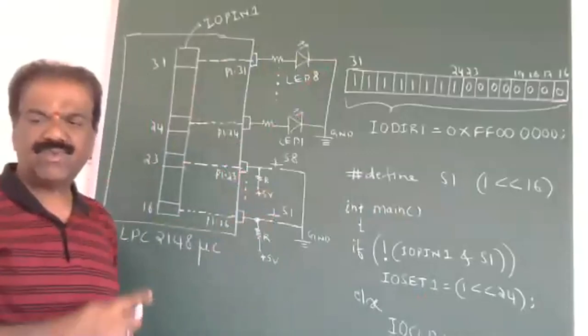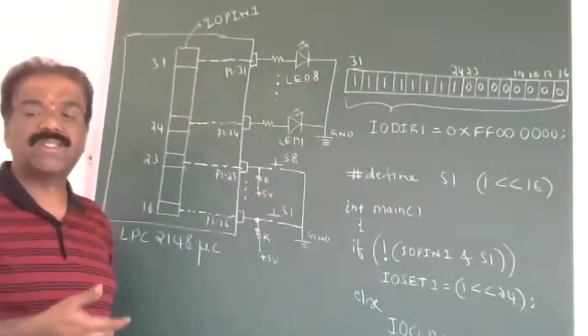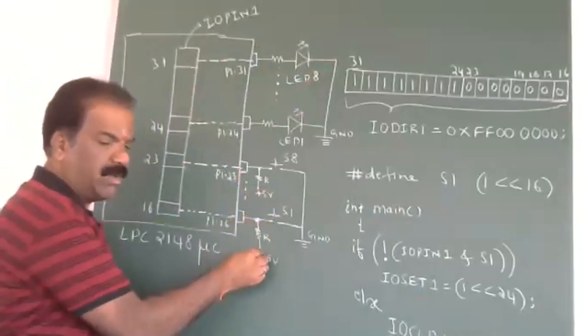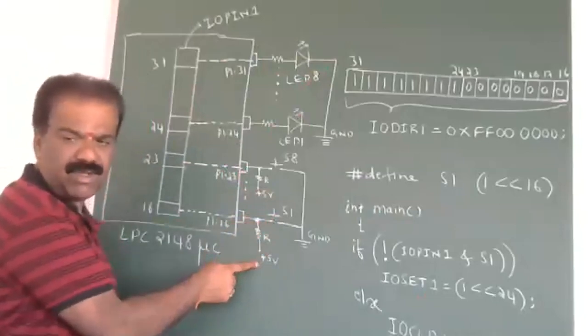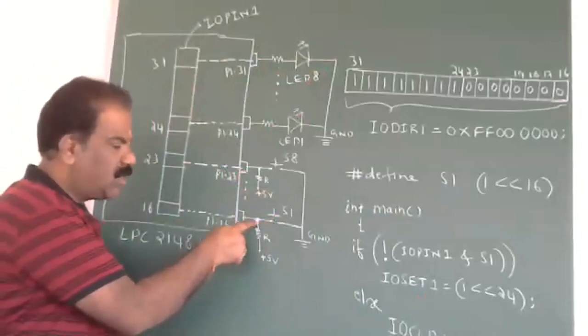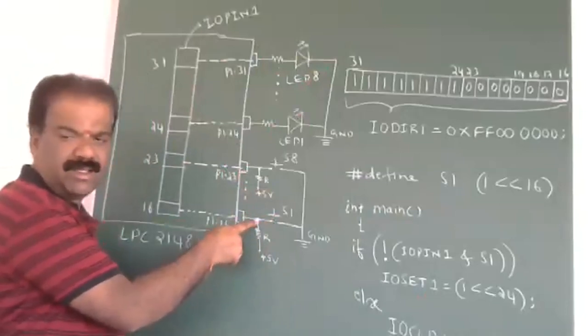Actually, in this case, we are using a pull-up resistor. Therefore, this point is connected to plus VCC, you can say plus 5 volt, through a resistor. So what is the potential at this point? We can say high, 1.